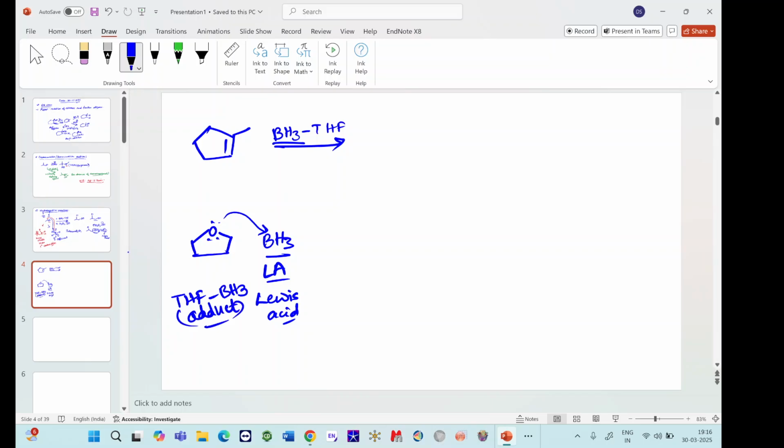Okay, these are stable. This is just to stabilize your boron, electron deficient boron compound. So now if we go to the reaction, your double bond will be going to here, B H2, and then this H. So it will form a bond.